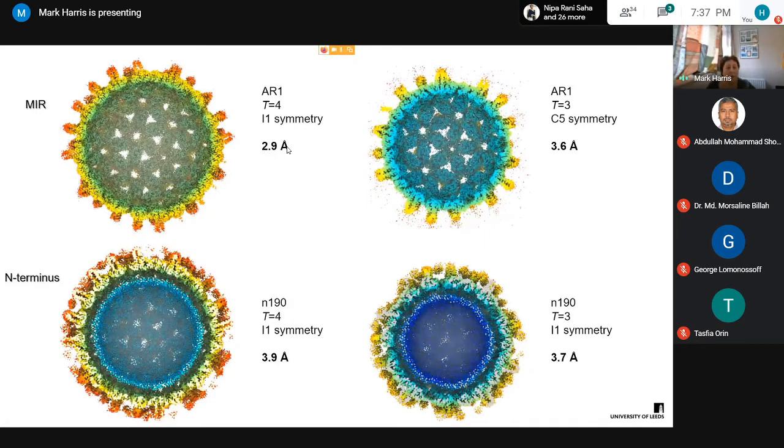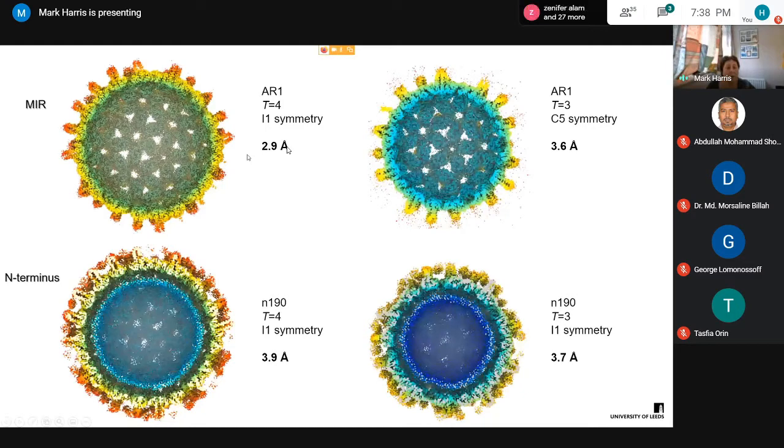If we compare the two scaffolds, we can start to see a little bit of difference between them. Here is our yeast-produced scaffold with our affimer at the MIR, and here our E. coli-produced scaffold with the affimer at the N-terminus. What's quite clear, I think, is that there's extra density here, and this is density for nucleic acid. So this scaffold has packaged nucleic acid, and this one hasn't. At the moment, we don't know whether this is because this is in yeast and this is in E. coli, or whether it's because of the different constructs. That work is ongoing.